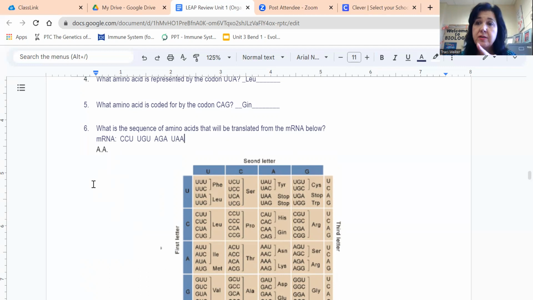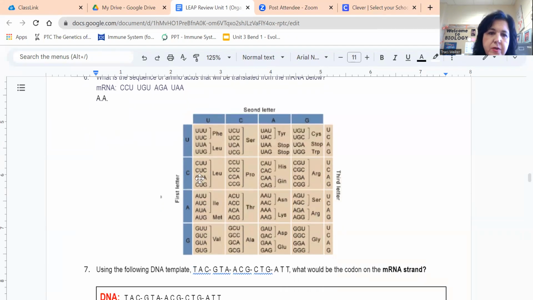Okay, so now you pause the video and you figure out what the amino acids are for these 4 codons. Okay, you ready? All right, so CCU is our first one. So our first letter is C. Our second letter is C.